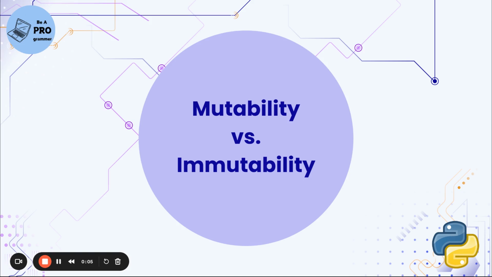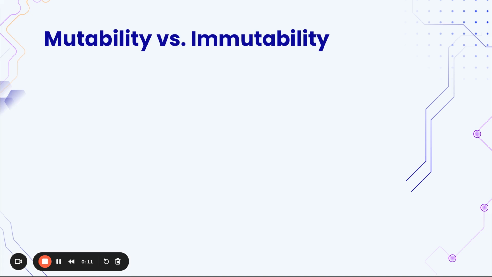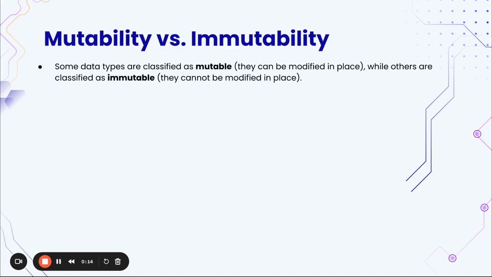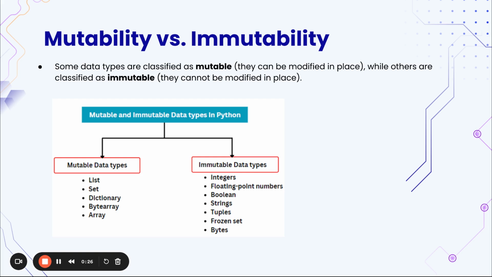Hi everyone! In this video, we will discuss mutability versus immutability in Python. Some data types are classified as mutable. They can be modified in place, while others are classified as immutable. They cannot be modified in place. So these are mutable and immutable data types in Python.